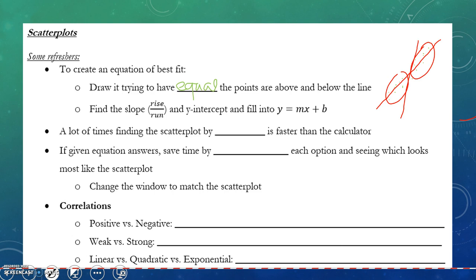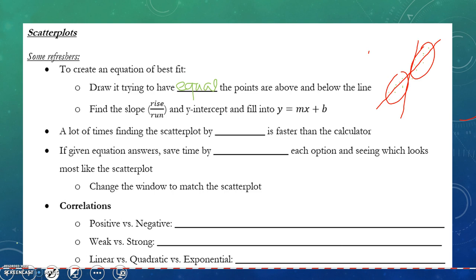Also, if there are any outliers, you want to leave them out. So if there is a point that's way up here, then you can just ignore that when you're drawing your line. You don't have to accommodate it by making the line go through it. You find the slope just like you would find the slope of a normal line, rise over run, and the y-intercept, and then you fill into y equals mx plus b.